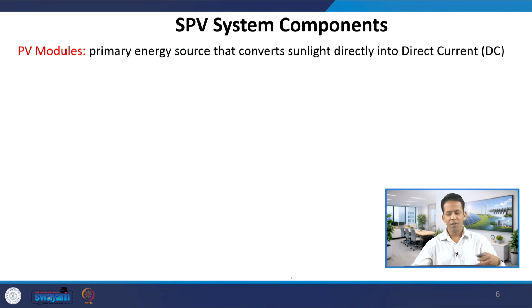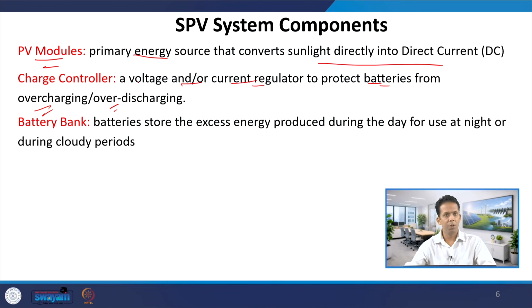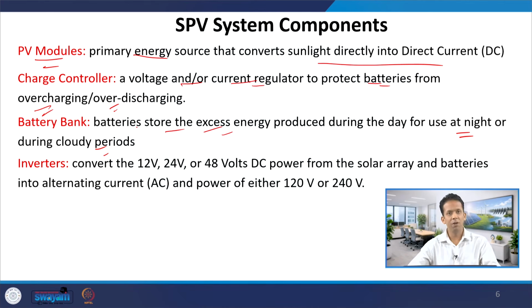So, these components can be defined one by one. PV modules are the primary energy source that converts light into electric current. Charge controller is a voltage and/or current regulator which protects batteries from overcharging or over discharging. Battery bank is used to store the excess energy produced during the day, and that energy can be used at a time when there is no sun, preferably at night or during cloudy periods.